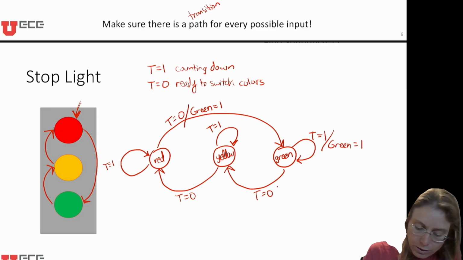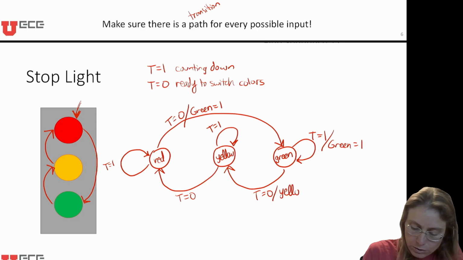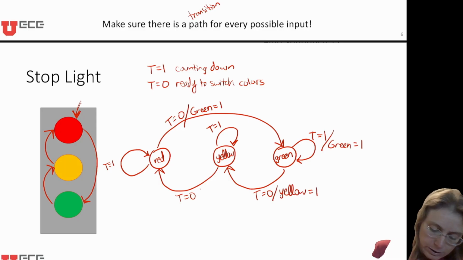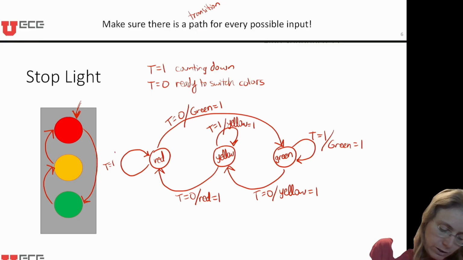Over here, we're switching to yellow, so yellow should be turned on. We'll let the logical one represent that. Over here, red should be turned on. Over here, yellow should stay on. And over here, red should stay on.